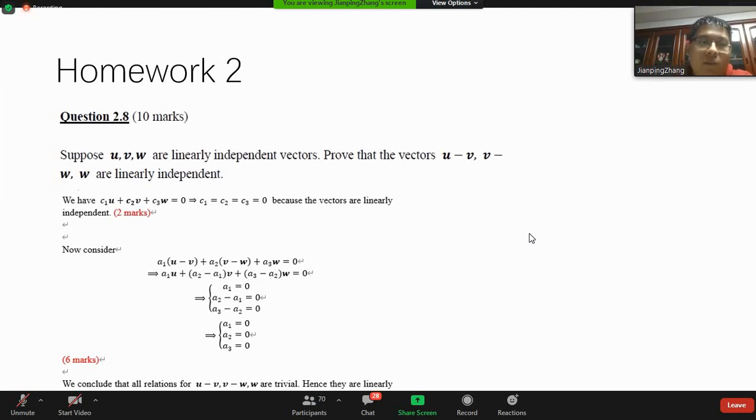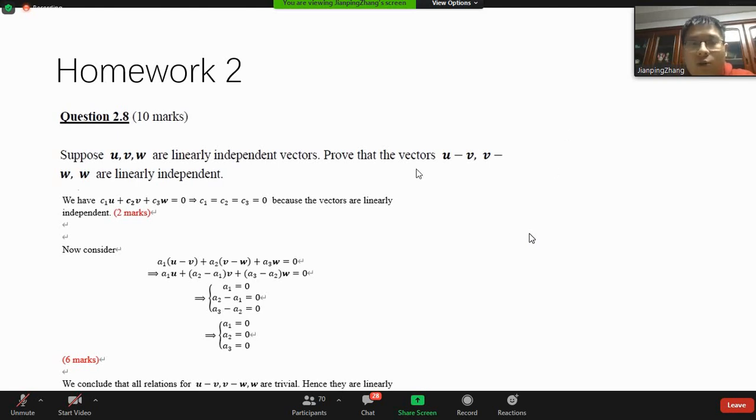Suppose U, V, W are linearly independent vectors. That is the same as writing down the equation C1U plus C2V plus C3W equals 0. Because they are linearly independent, the only solution is that C1, C2, C3 should also be 0. So you can just follow the definition to prove that.